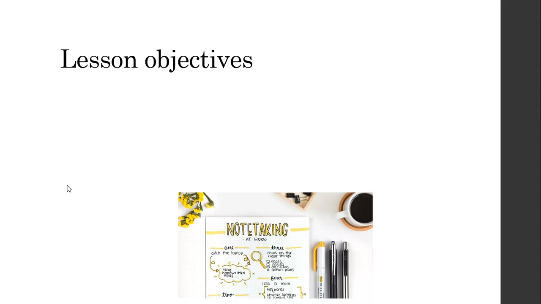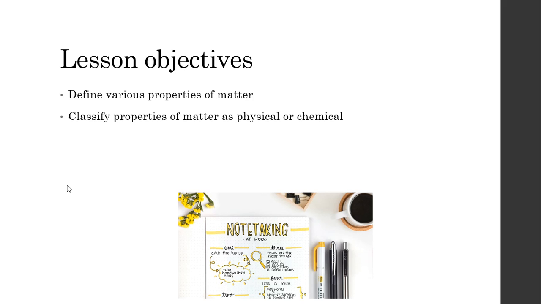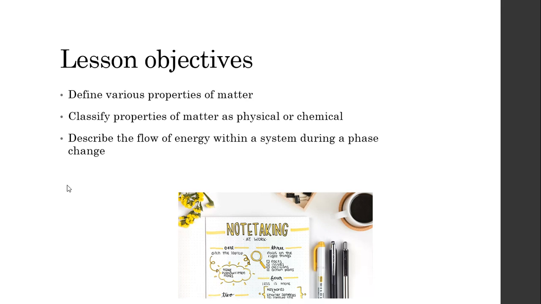That takes us into our lesson objectives. What you should be able to get out of this lesson today is defining various properties of matter, classify properties of matter as physical or chemical, describe the flow of energy within a system during a phase change, and compare the kinetic energy of particles in 3 states of matter.